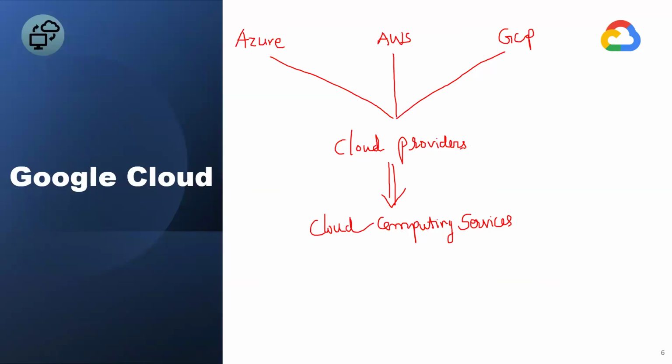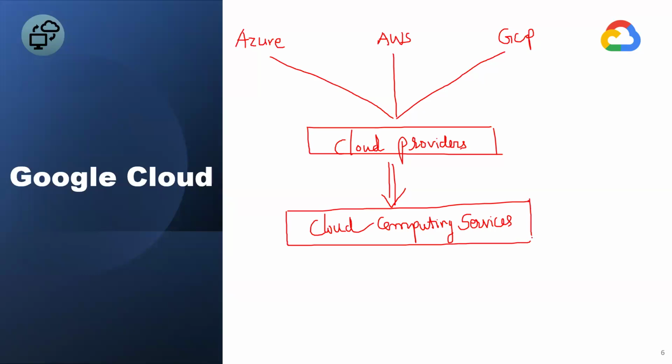This is a first demo class, right? So Azure, AWS, and GCP are the cloud providers. They provide you the cloud computing services. These services are very useful for the organizations.